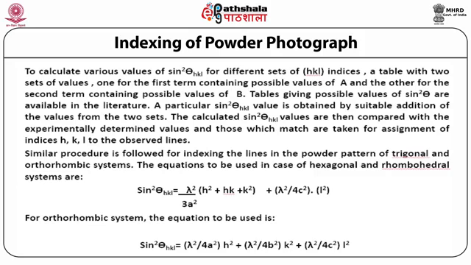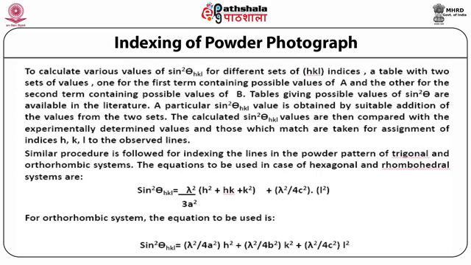with two sets of values, one for the first term containing possible values of capital A and the other for the second term containing possible values of capital B. Tables giving possible values of sine squared theta are available in the literature. A particular sine squared theta HKL value is obtained by suitable addition of the values from the two sets. The calculated sine squared theta HKL values are then compared with the experimentally determined values, and those which match are taken for assignment of indices H, K, L to the observed lines. A similar procedure is followed for indexing the lines in the powder pattern of trigonal and orthorhombic systems.